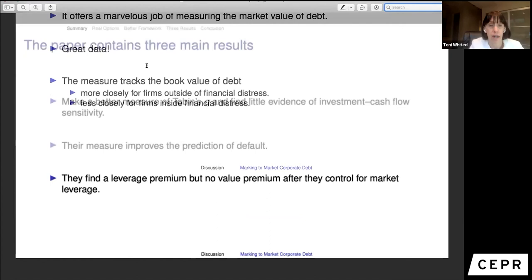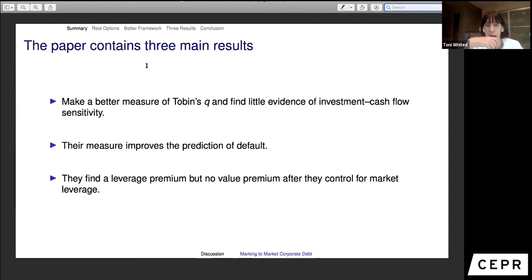So I think there's a lot of results in the paper. I think there's like 20 odd tables, but I think it contains three main results. They use their market value of debt measure and they get a better measure of Tobin's Q and they find very little evidence of investment cash flow sensitivity. Their measure improves the prediction of default and they find a leverage premium.